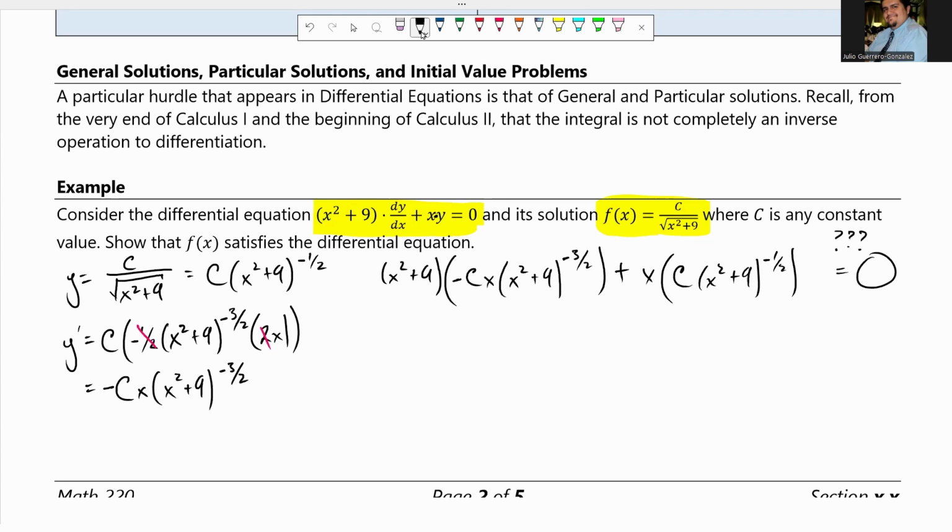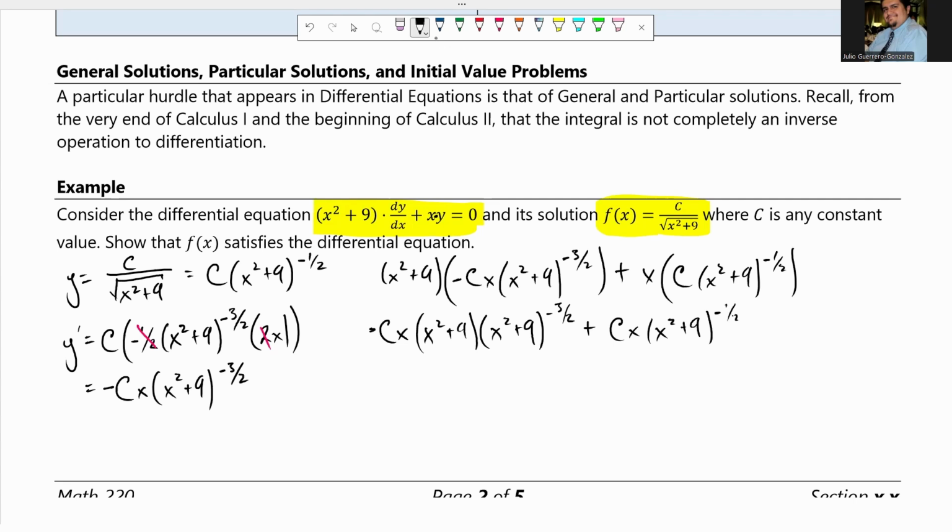I haven't shown you anything yet, but I'm going to clean this up a little bit, and we're going to see what this all sort of amounts to. What we have here is this, right? I'm going to grab, it's going to be minus cx times x squared plus 9 times x squared plus 9 to the negative 3/2. I'm just rearranging the furniture, really. Cx x squared plus 9 to the negative 1/2. This is the bit that we need to clean up a little bit.